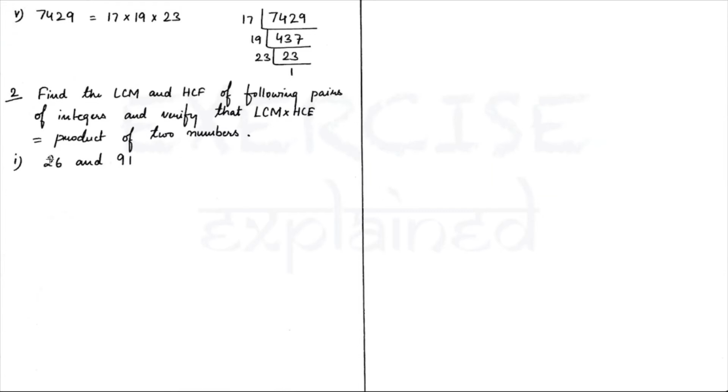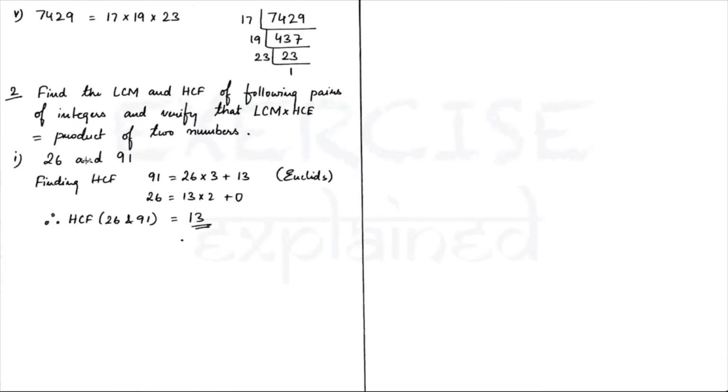So what we need to do is we need to find the LCM of these two numbers, that is 26 and 91. Then we need to find the HCF of these two numbers, and then what we have to do is we need to multiply this 26 and 91, and then whatever HCF we get and whatever LCM we get, we multiply those also and check whether both we get it as equal numbers. So let us get in here.